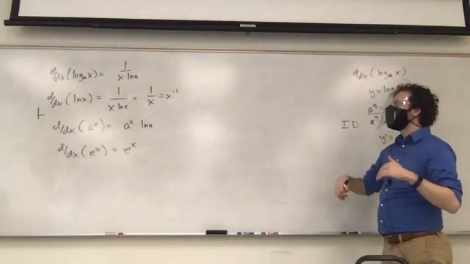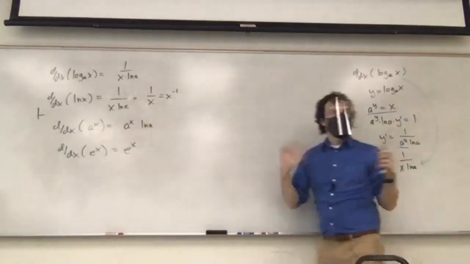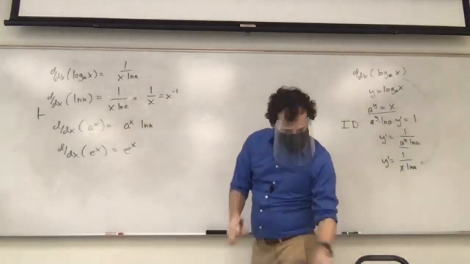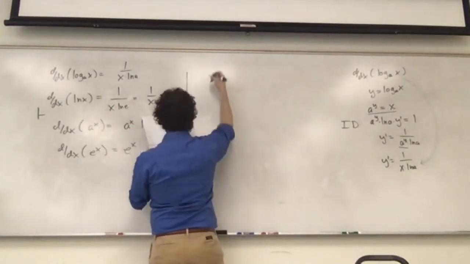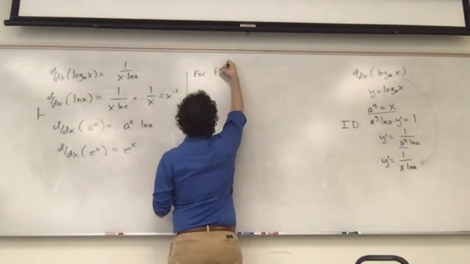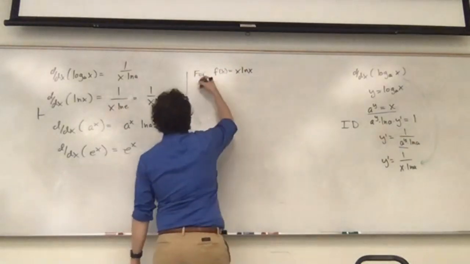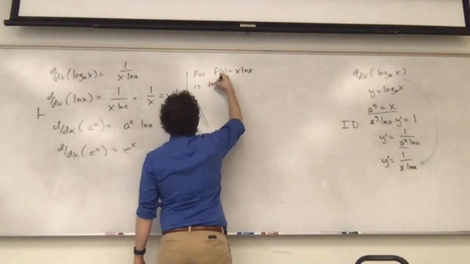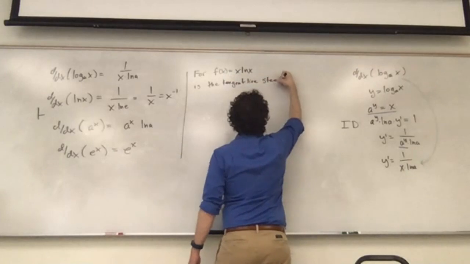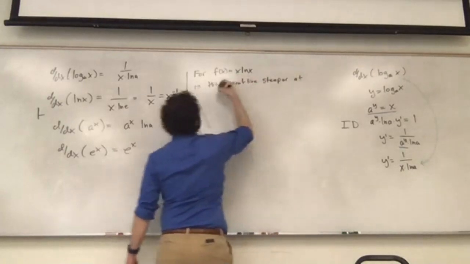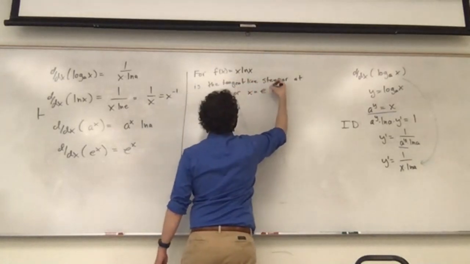But beyond these derivative rules, now we can say, great, we have these rules, we can use them wherever we need to use them. So we can ask questions like this. For this function, x times the natural log of x, is its tangent line steeper at x equals 2 or x equals e?